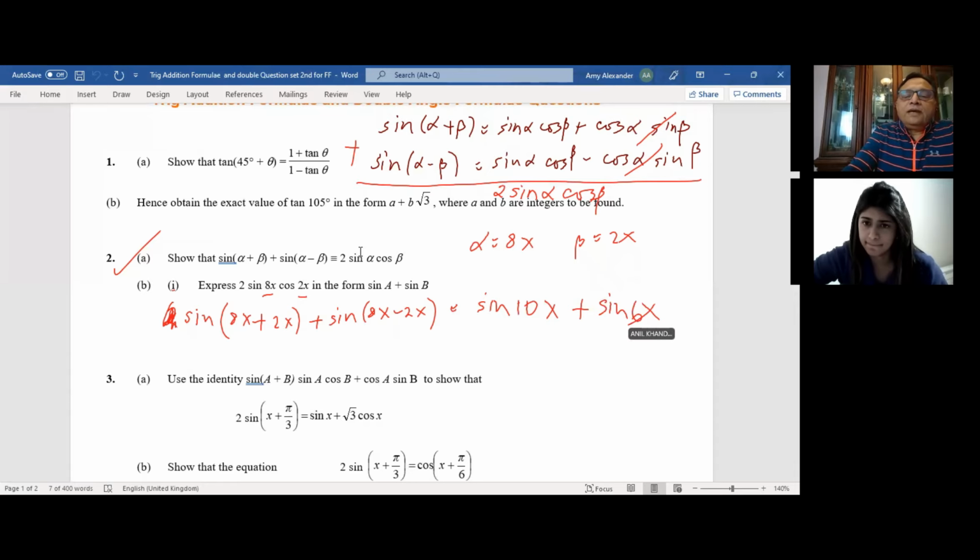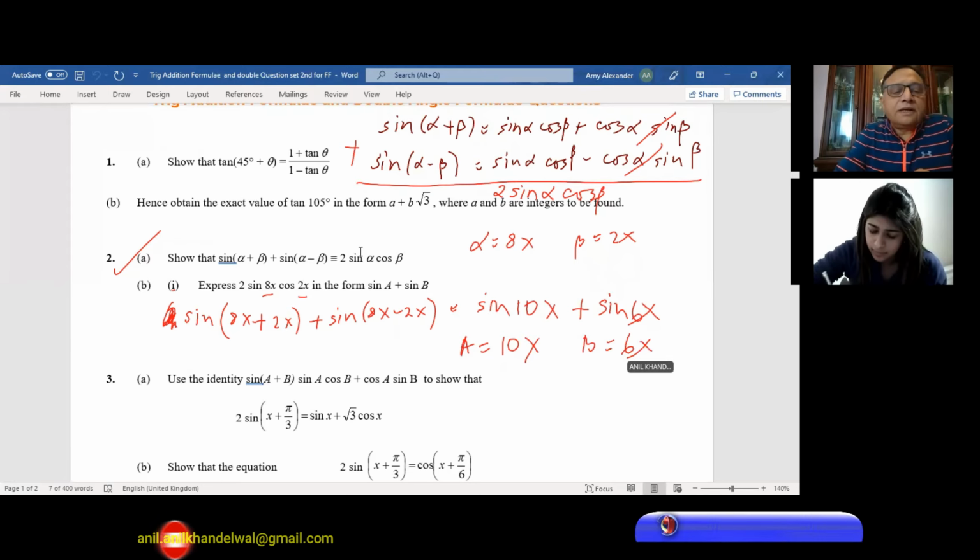So A equals 10x and B equals 6x. Correct. That is how you do it.